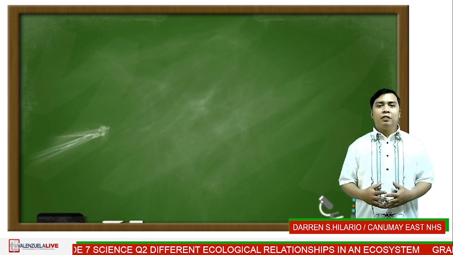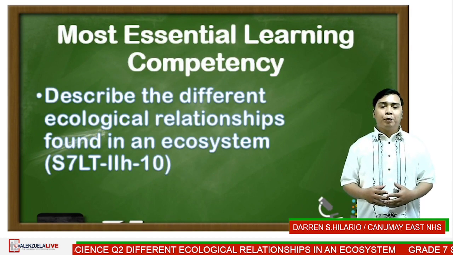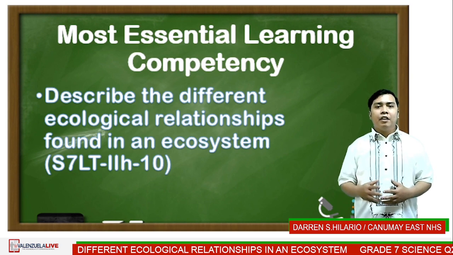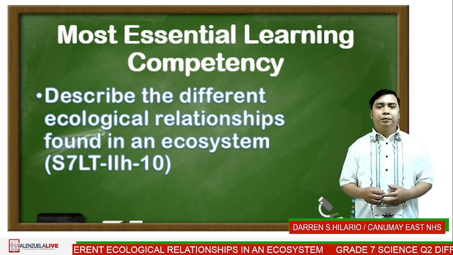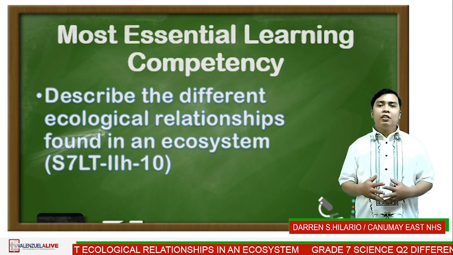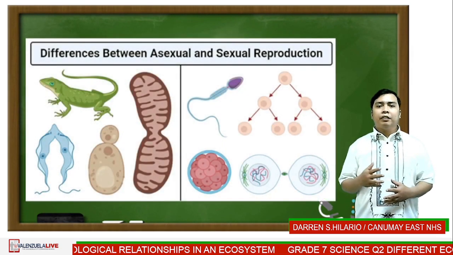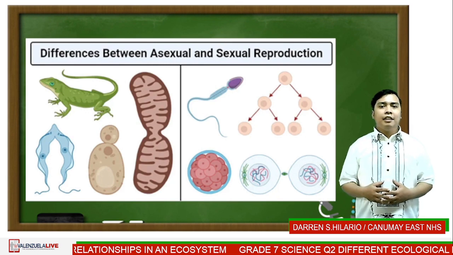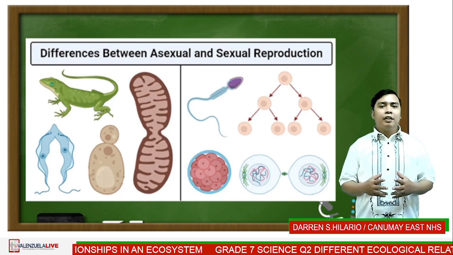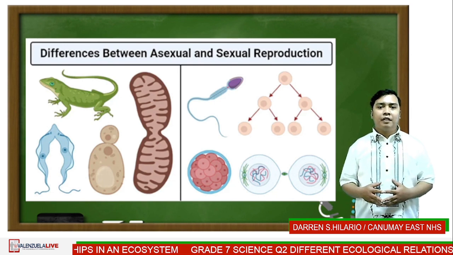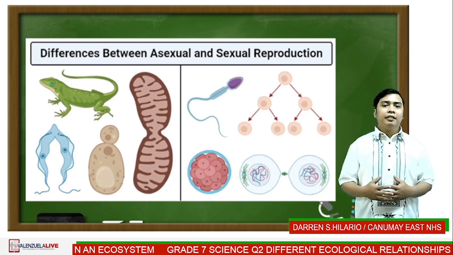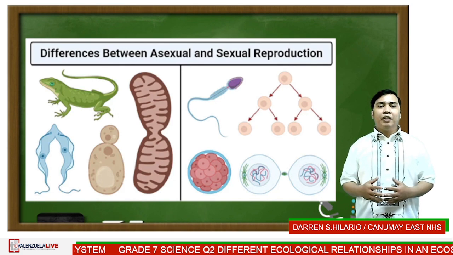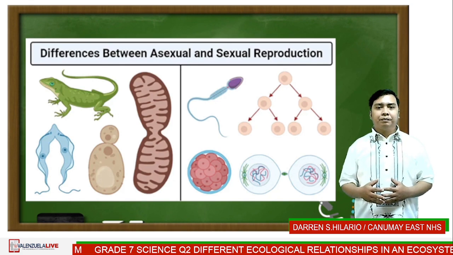For the most essential learning competency, you are expected to describe the different ecological relationships found in an ecosystem. In the previous discussion, we learned about the differences between asexual and sexual reproduction in plants and animals, as well as its various types. Before we proceed to our lesson, let us have first an activity to find out if we still remember our last topic.